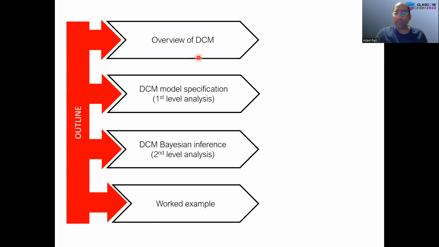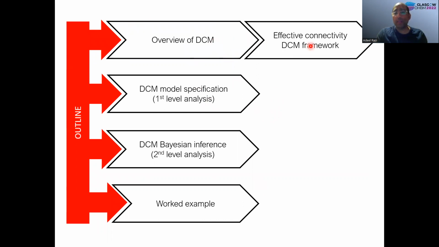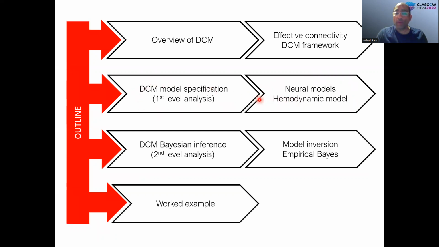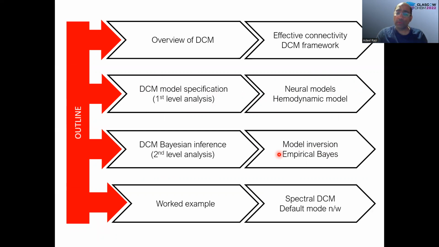Okay, so let's start. So that's the agenda for today. I will start with the overview of DCM. Then I will talk about neural models and hemodynamic model, and here I will derive from the first principles the neural model used in DCM for functional MRI. I will then talk a bit more about model inversion and the second level analysis, and then I will finish by quickly showing you or pointing you towards a worked example that's in the SPM manual.